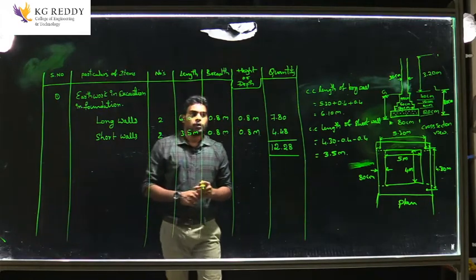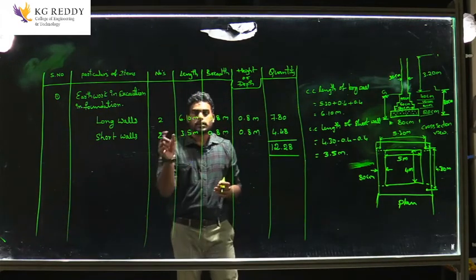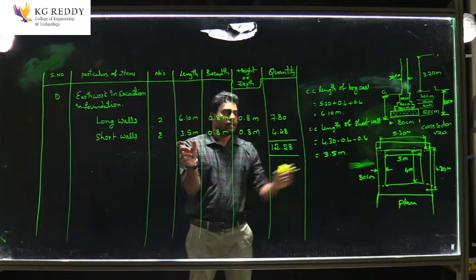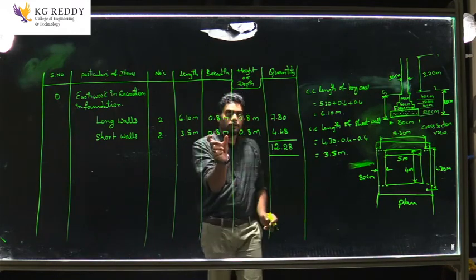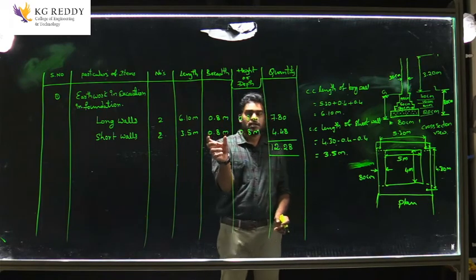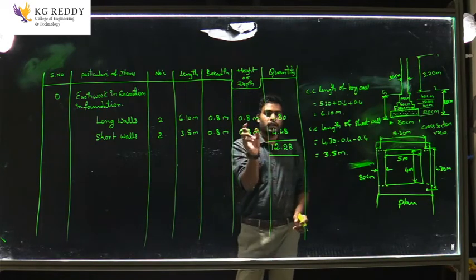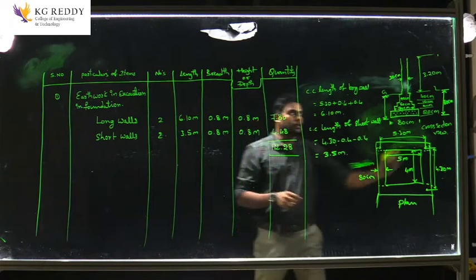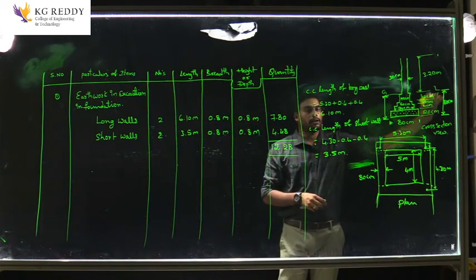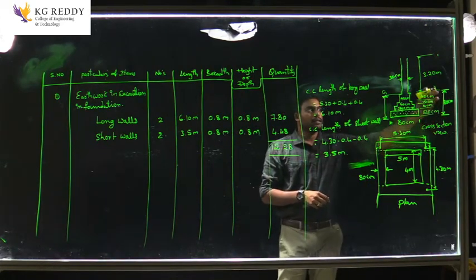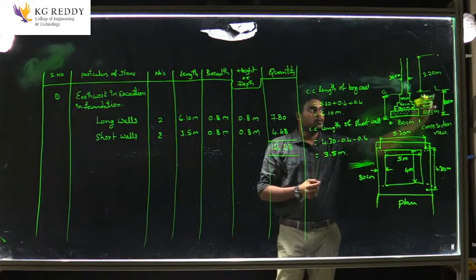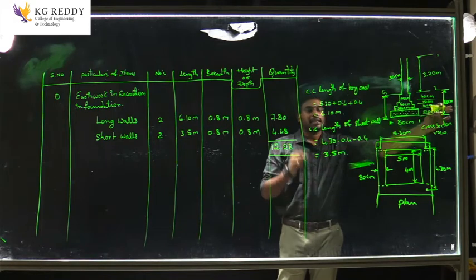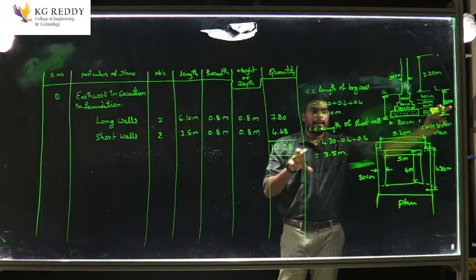Right. So the short walls are 2, and the length we found is 3.5 meters, and the width or breadth of the excavation is 0.8 and the depth of the excavation is 0.8. We found that by measuring from ground level to the bottom of the excavation, that is 40 centimeters plus 10 centimeters plus 10 centimeters plus 20. So the total is 80 centimeters. This is the entire depth of the excavation.